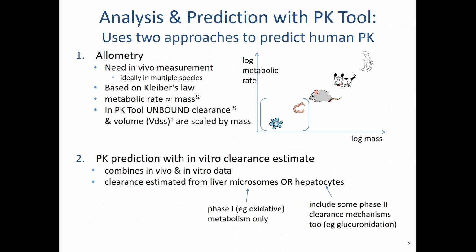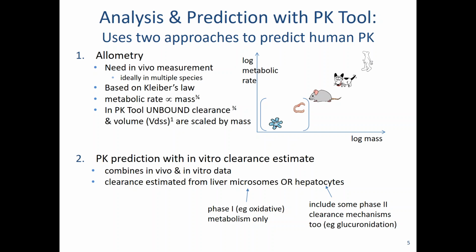So there are 2 fundamental approaches to trying to do this with the PK tool. The first is allometry, and actually this goes back to the 1930s, and essentially an observation that the log of the metabolic rate of a whole range of different species tends to be proportional to the log of the mass to the 3/4 power, and the clearance is very closely linked to metabolic rate. And so in the PK tool it actually uses unbound clearance, we'll talk about binding in a minute, to the 3/4 power, and that's a standard allometric technique, and perhaps one of the simplest ways of making a dose prediction.